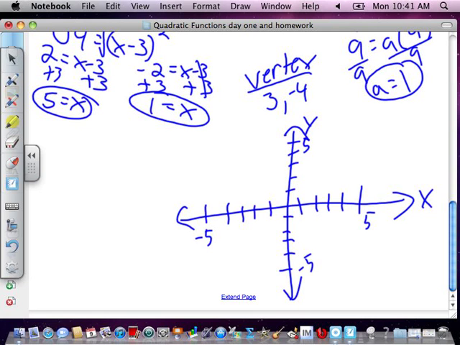Okay, so I'm going to put the vertex. So I'm going to go where? 3 on x. Go 3 and then? Down 4. Okay, so that's the vertex. Now what? What are my roots, Courtney? 5, 0 and 1, 0. Done.